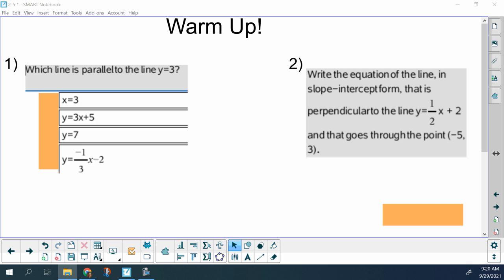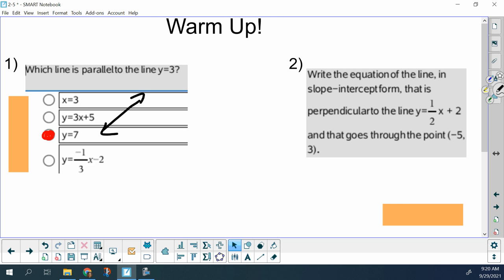Looks like we have to go over that last one on the homework. Let's first do our warm-up. All right, which line is parallel to y? Y equals 3. And what did you say? Andrea? I want it parallel, so y goes through the horizontal line. So which one is also horizontal? Y equals 3x plus 5 is going to be... does that make sense?